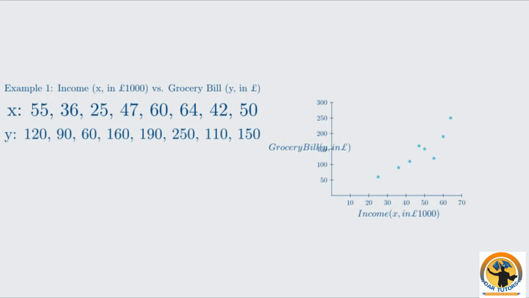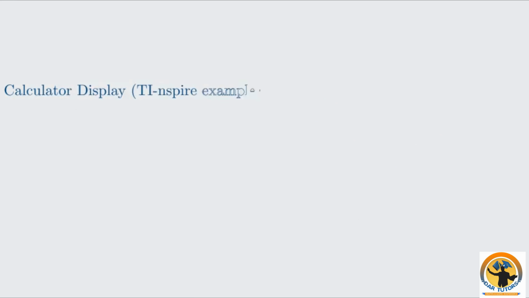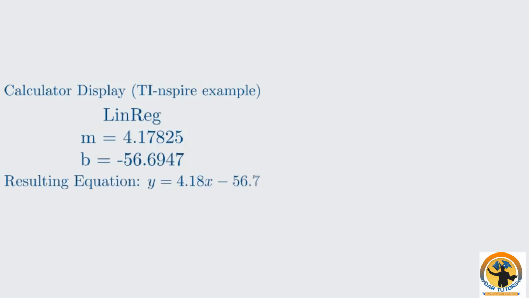Next, we use our calculator. Enter the income values into one list and the grocery bills into another. Then use the linear regression function, typically denoted linreg. The calculator will output the values for a and b. In this case, a is approximately 4.1 and b is approximately minus 56.7. So, the equation of our least squares regression line is y equals 4.1x minus 56.7.